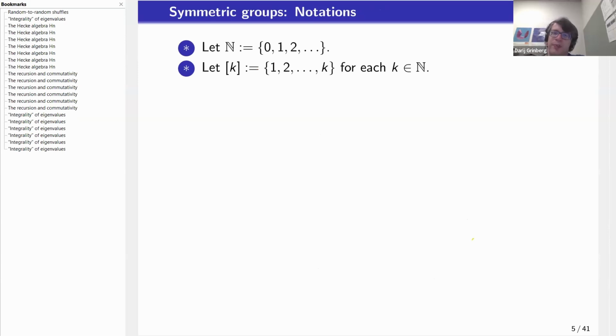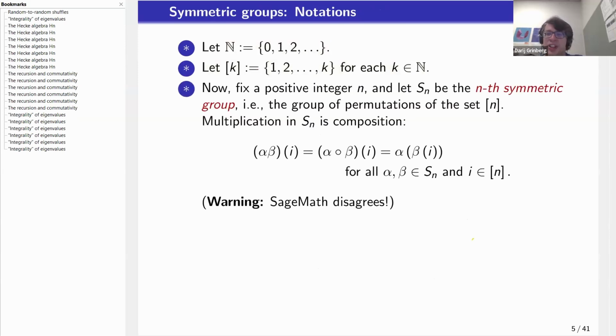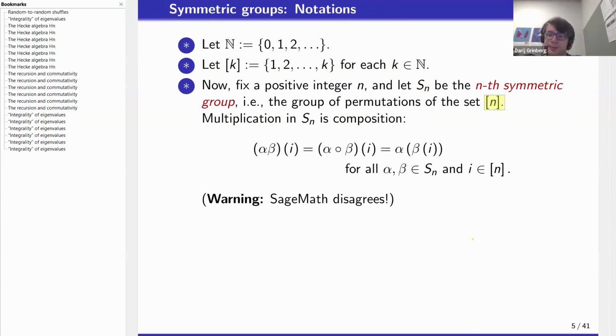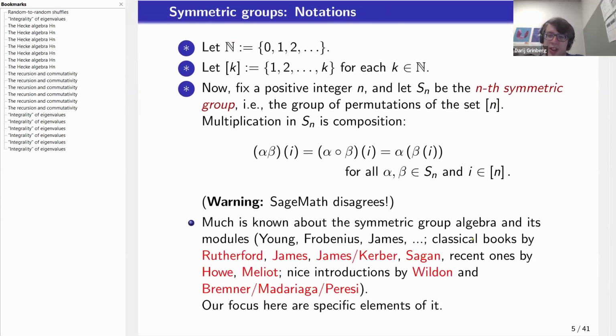I will be talking about symmetric groups in this talk, not arbitrary groups. So here are some notations. This is standard algebraic combinatorics notation. And the symmetric group S_n is the group of all permutations of the set [n], multiplied by composing them.